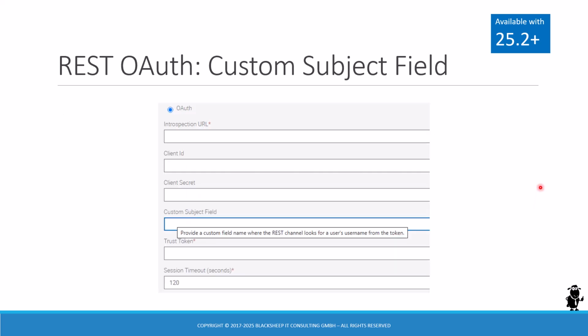If you look into your AI profile in the REST authentication part, then for the OAuth authentication for the inbound REST API, you will find a new field where you can provide a custom field name, a custom subject field.